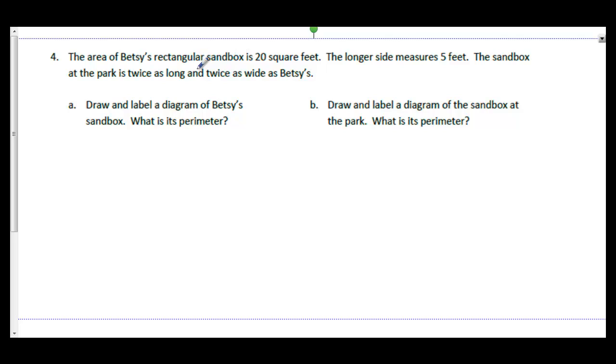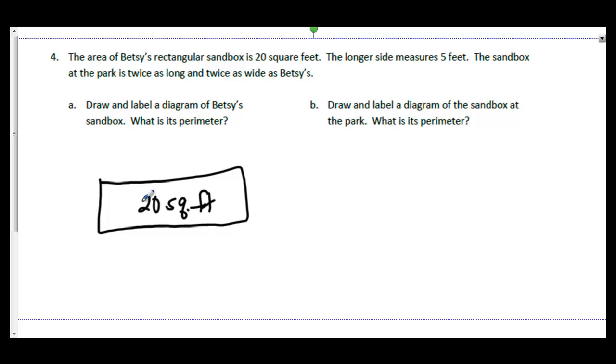So I'm going to go ahead and draw a rectangle. And then it says that the area is 20 square feet. So I'm going to go ahead and label that. And it said the longer side measures 5 feet. So I know that area equals length times width. I want you to try to see if you can figure out what the other side is. And then once you figure out what that side is, go ahead and find the perimeter. But if you want to stay with me, I'll be glad to walk you through it.